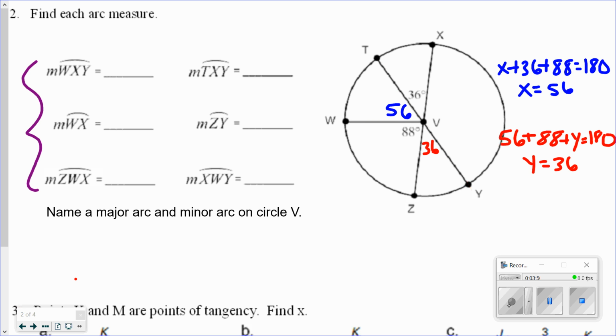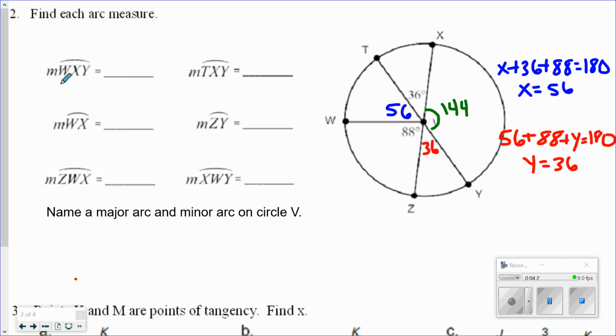Now there's just one more arc measure that I need to solve for, and it's this angle measure right here. I know that the angles in a circle equal 360. So when I solve for this angle, let's call this Z or V, I end up getting 144. Now that I have all of my missing angles filled in, let's look at the arc lengths.